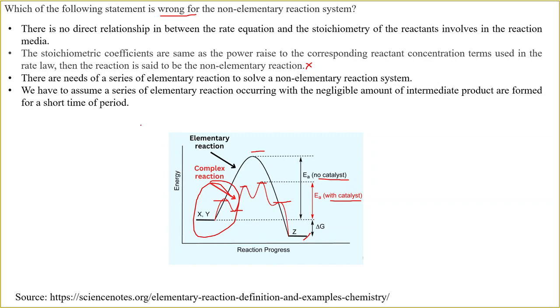Next, we have to assume a series of elementary reactions occurring with a negligible amount of intermediate product formed for a short period of time. Again, this is correct. This is just synonymous with the previous statement. Why? Because the intermediate product formed is only present for a small period of time. So here there are four stages where the products will be formed: one, two, three, and four. That's why we have to assume a series of elementary reactions occurring with a negligible amount of product. So again, this statement is true and not the right answer for this one.